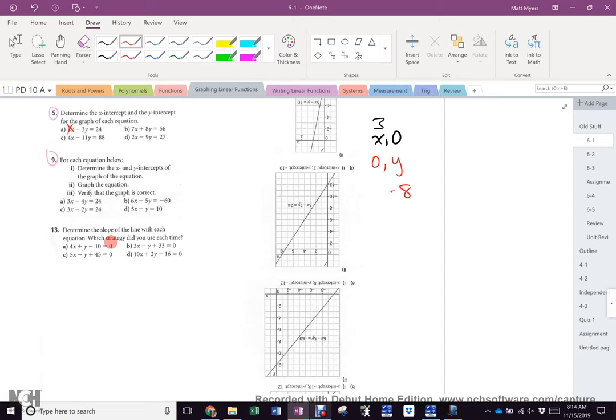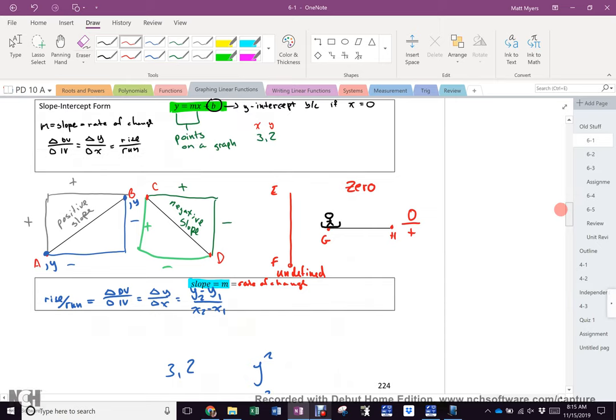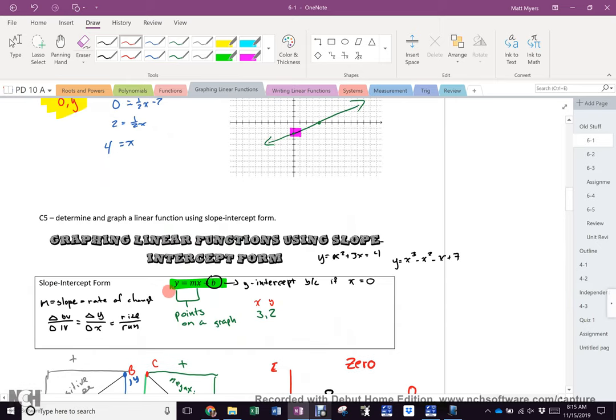What's another way I could do it? I could find the x-intercept and the y-intercept, because those are exact points, yes? And then I would count. How would I find the slope? Rise divided by run, right? That's the second way you could do it. A third way you could do it is with this equation, yes? Because if y is by itself, then whatever's with x is m. And what is m? The rate of change or the slope, right?